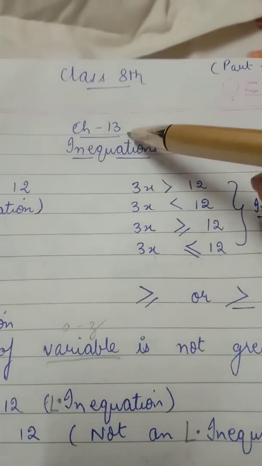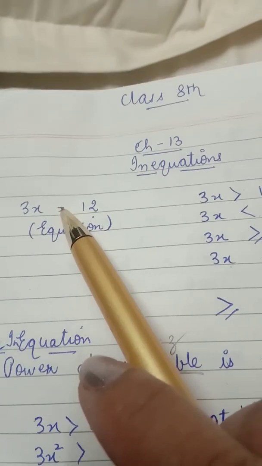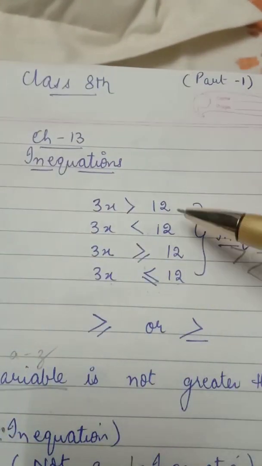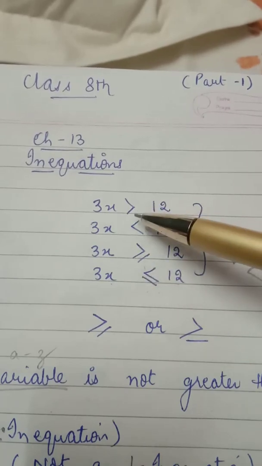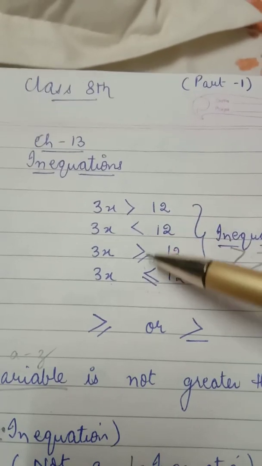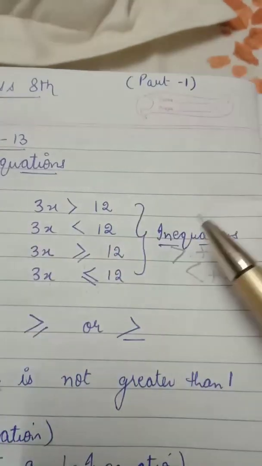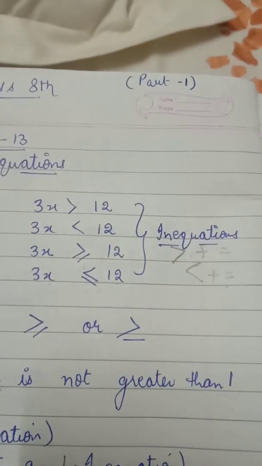Let's start with chapter number 13, inequation. When there is a statement of equality, it's called an equation, and inequation is just the opposite. We don't have the statement of equality. We have greater than, less than, or greater than equal to, or less than equal to. These are all called inequations.